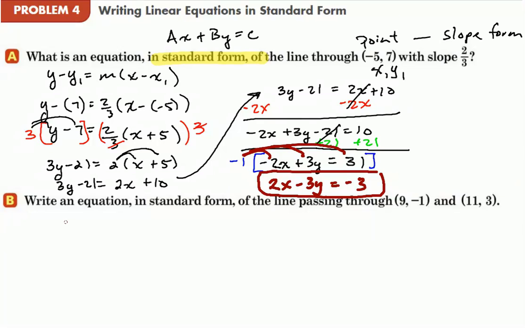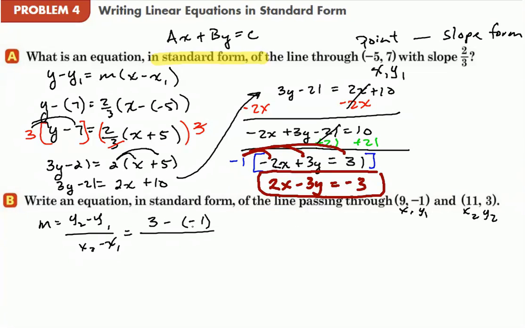Alright, for part B, write an equation in standard form of a line passing through (9, -1), (11, 3). So what we're going to do is first we need to find the slope. So we're going to go ahead and use m equals y2 minus y1 over x2 minus x1, and we're going to go ahead and find those values. So I'm going to label this quickly here, and what we're going to do is solve the slope. So y2 is going to be 3 minus my value of y1.